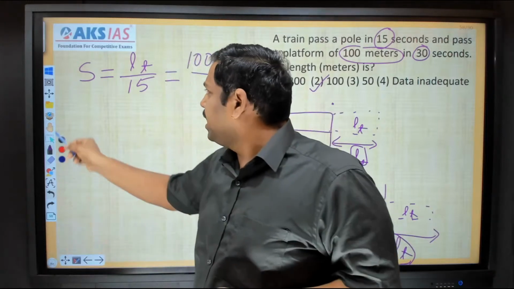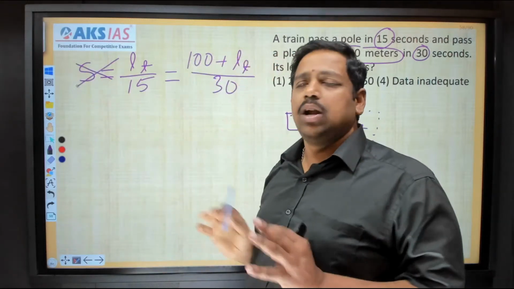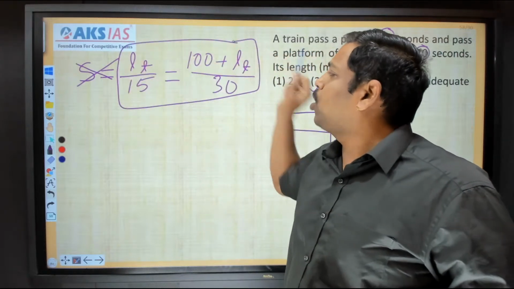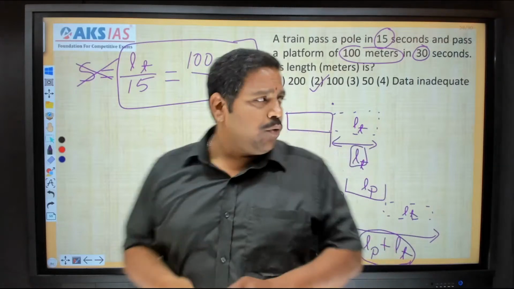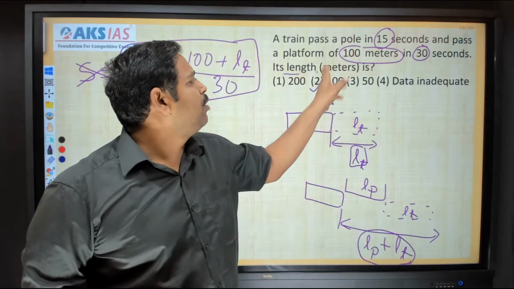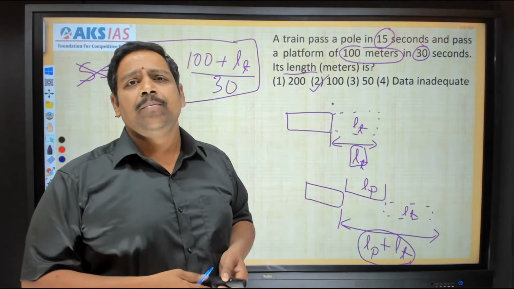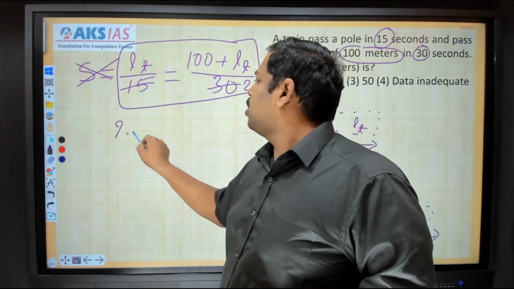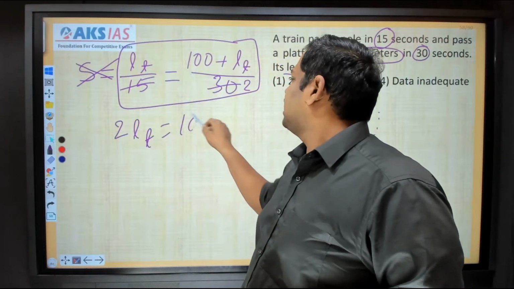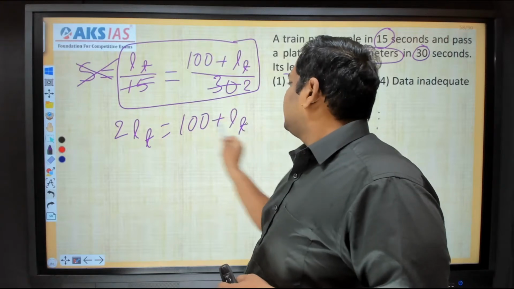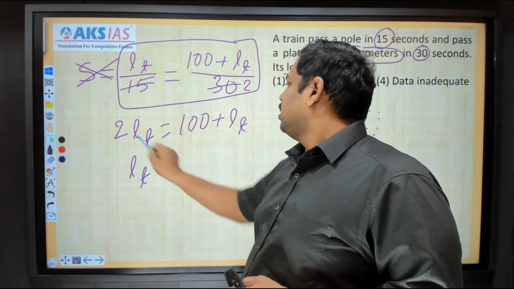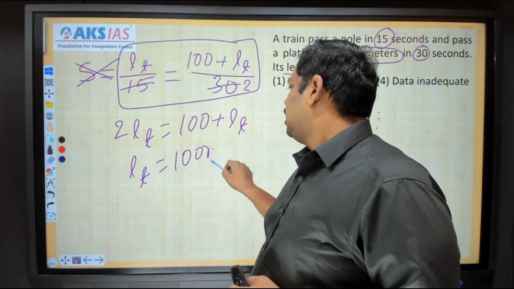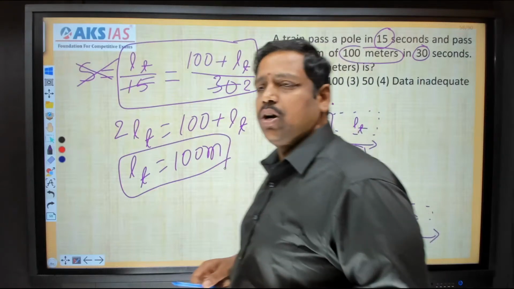Now in the question he is not at all asking anything about the speed. That's why I'm simply removing the word speed. Now I'm just equating these two. If you observe here, there is only one variable, the length of the train, LT, right? What he is asking is the length of the train in meters. So the problem is over. If you simplify, 15 ones, 15 twos, cross multiply, 2 times LT is equal to 100 plus LT. Now move the LT that side: 2LT minus LT. LT is equal to how much? 100 meters. This is the conventional way that we should work out.